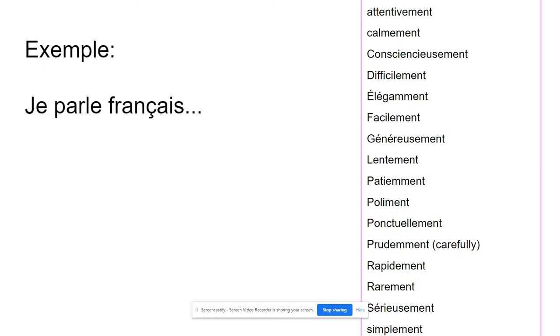So here's an example. Je parle français. I speak French. The answer could be very different for everybody, right? But for me, je parle français facilement.